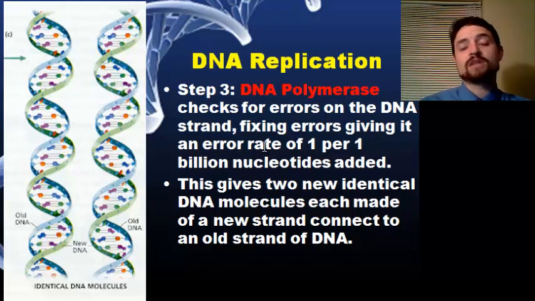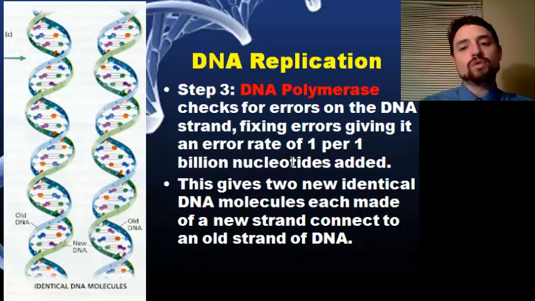And that's good, because otherwise you would end up with a bunch of mutations. A mutation is simply the wrong DNA sequence. So if you've got a change in DNA, that could be very bad or detrimental to your health and could lead to the onset of things like cancer. So DNA polymerase is able to go back and check and make sure there's no error, and if it finds an error, fix that error so that it's no longer there.